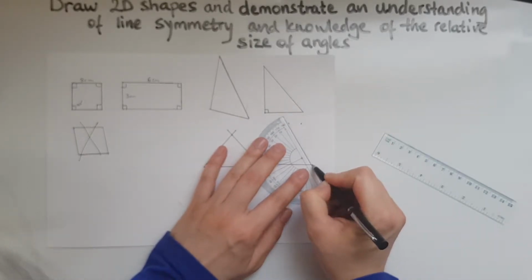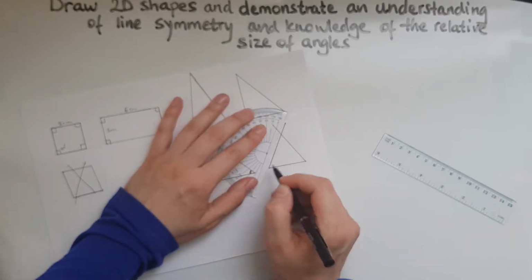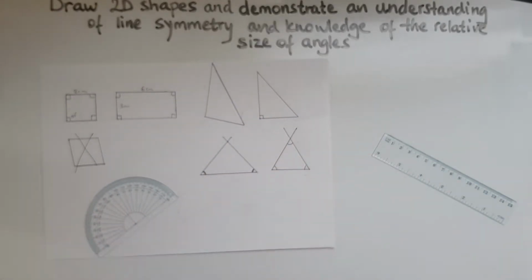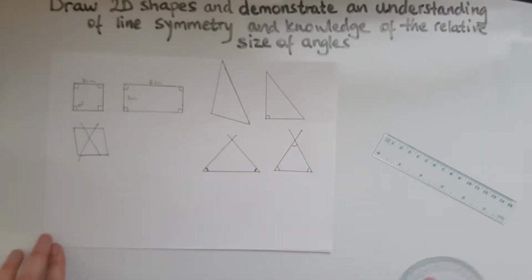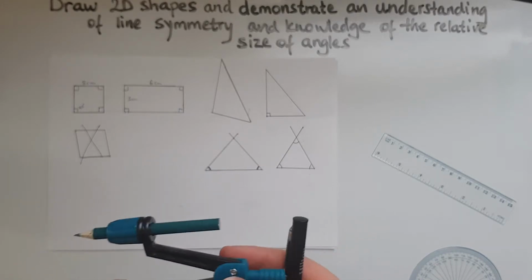So if I connect these together, I've got a triangle which has all of the angles and the sides the same. So this side is the same as that and the same as that as well. So there are three types of triangles. We looked at a square and a rectangle. A circle is really important as well. So we'll draw a circle as well. With a circle, you don't need a ruler, but you need a compass.